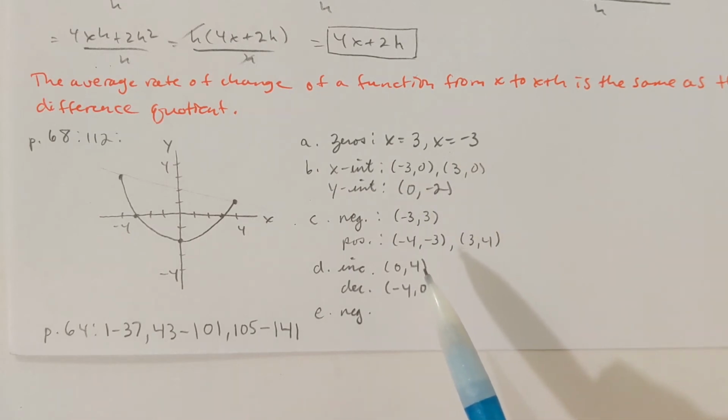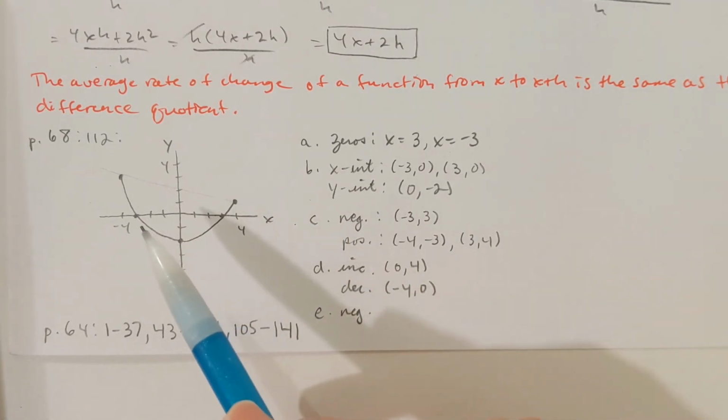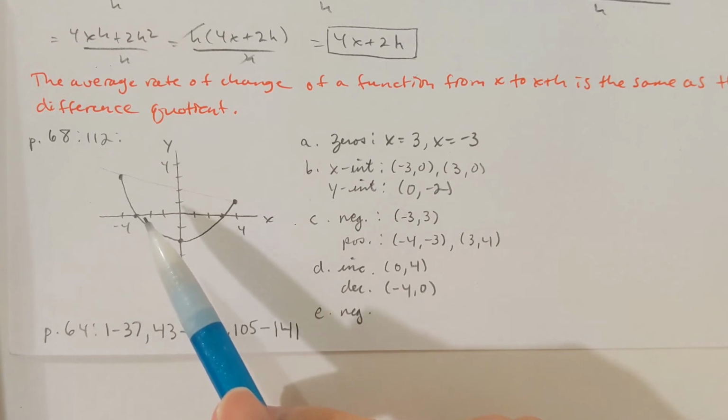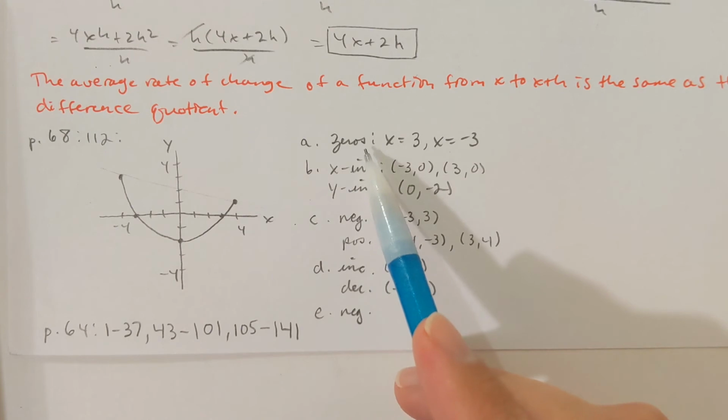Okay, the zeros are the same thing as an x-intercept. So it looks like I have an x-intercept right here at -3, right here at +3. Okay, so that would be the zeros of the function as well.